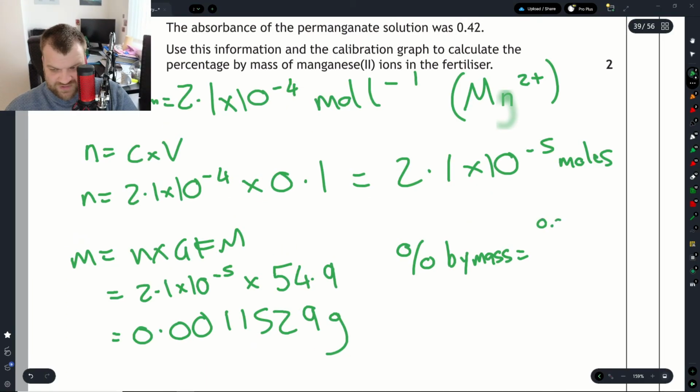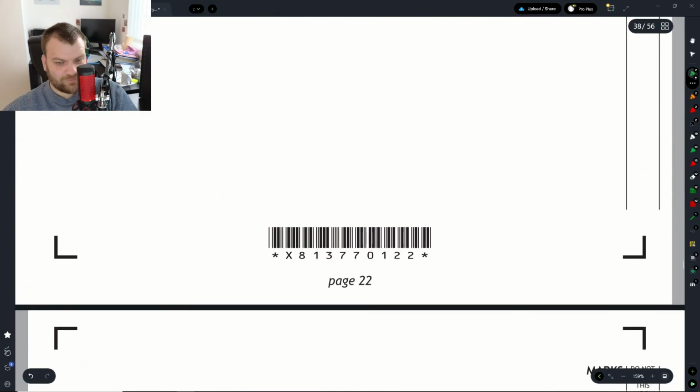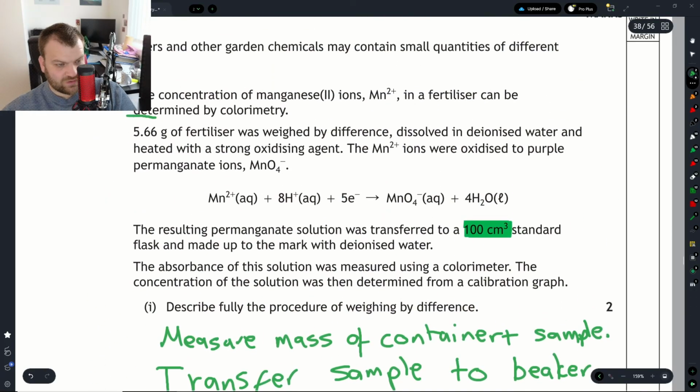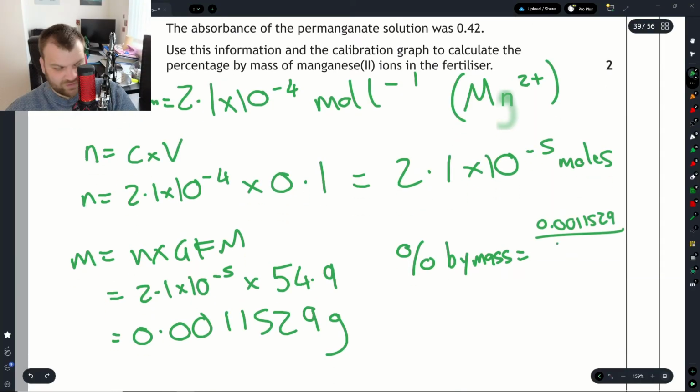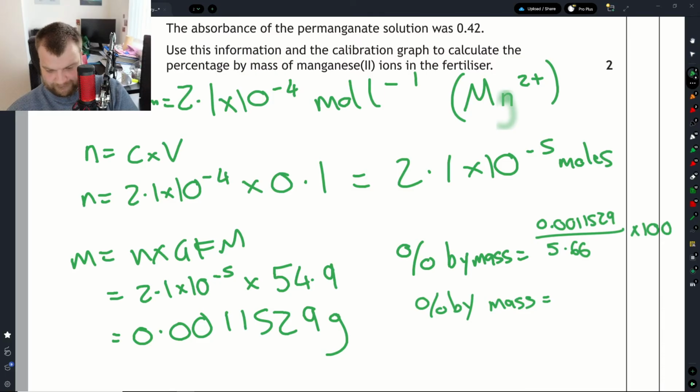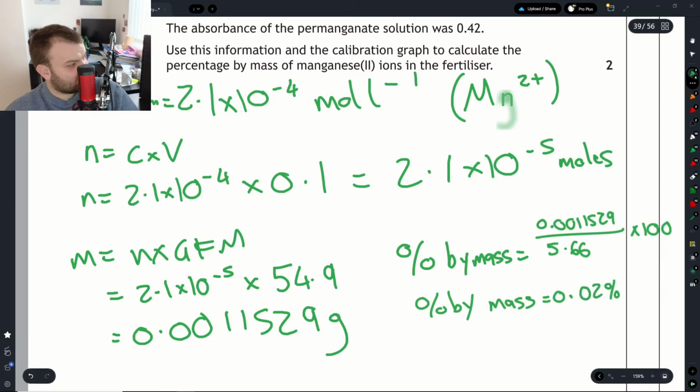Here, what we've got is the 0.0011529 grams over the mass of the fertilizer, which was 5.66. We need to use that value. So out of that 5.66, there was that small number, times that by 100. This is probably going to be a tiny number, maybe even small enough to make people think they've not done it the right way around. That gives you 0.02%. That seems unnecessarily small.